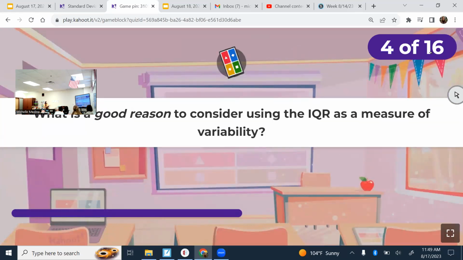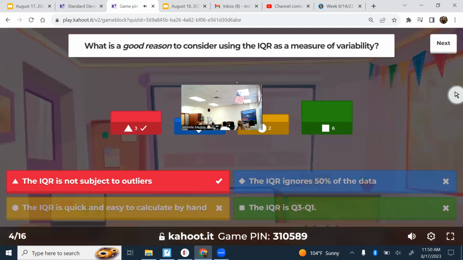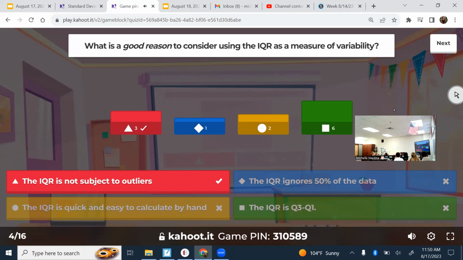What is a good reason to consider using the IQR as a measure of variability? It's not subject to outliers. It ignores 50% of the data. It's quick and easy to calculate. IQR is Q3 minus Q1. Okay, so all of the answer options are true. Yellow's more of an opinion, but the red one is the only good reason out of all of them.